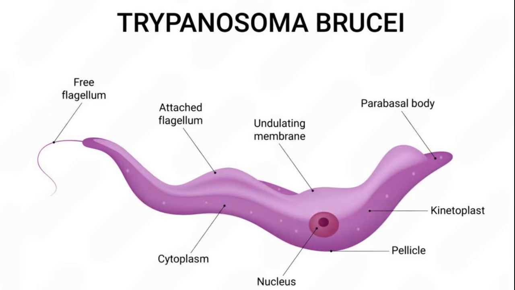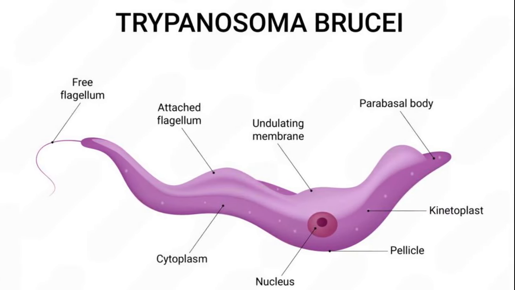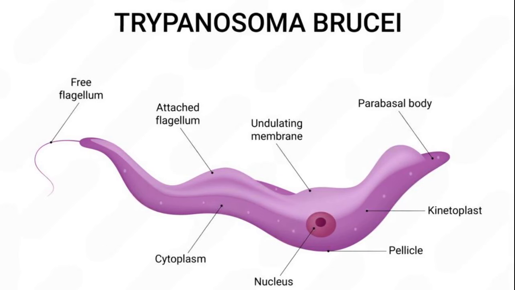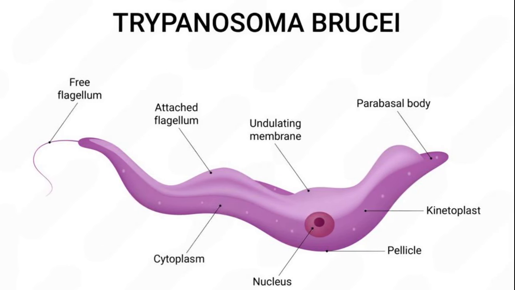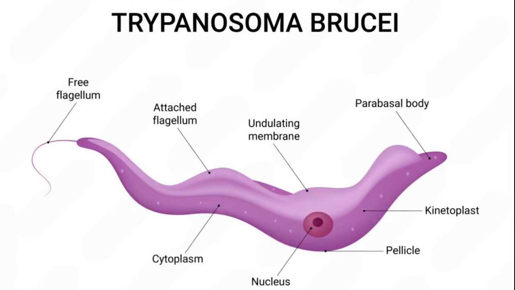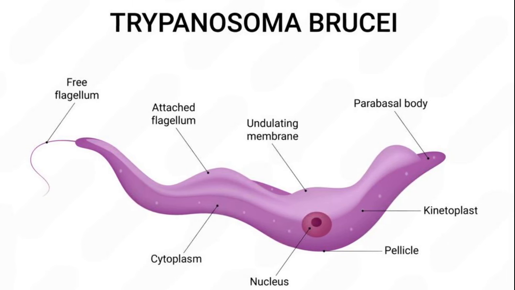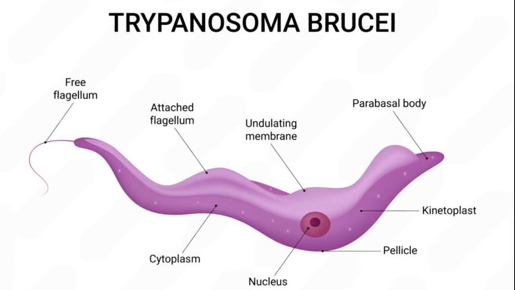Number 1. What is African Trypanosomiasis? African Trypanosomiasis, commonly known as sleeping sickness, is a parasitic disease caused by protozoa of the species Trypanosoma brucei. It is transmitted to humans through the bite of an infected tsetse fly.